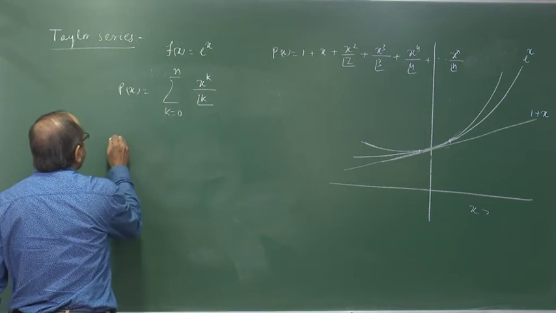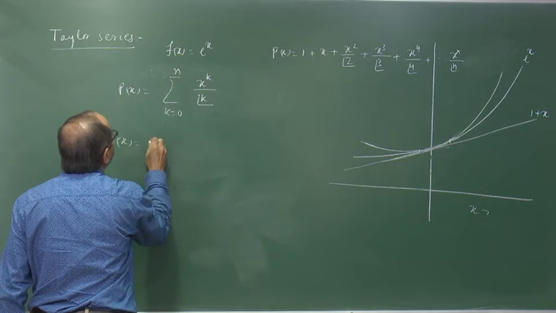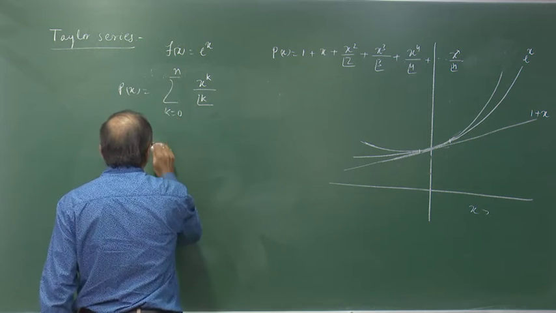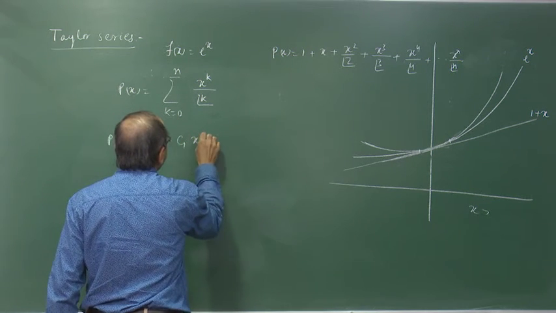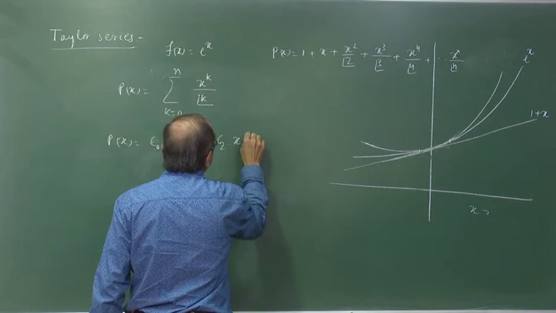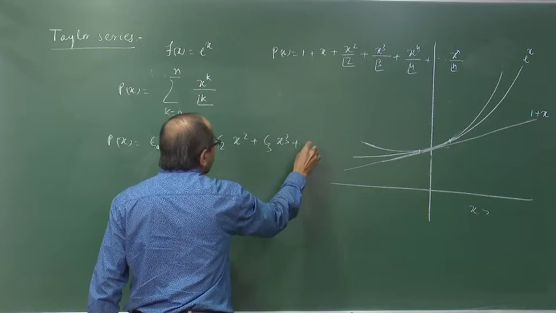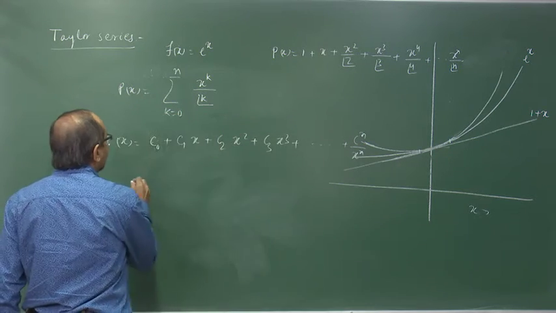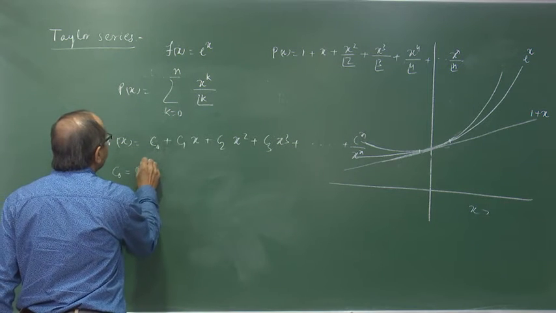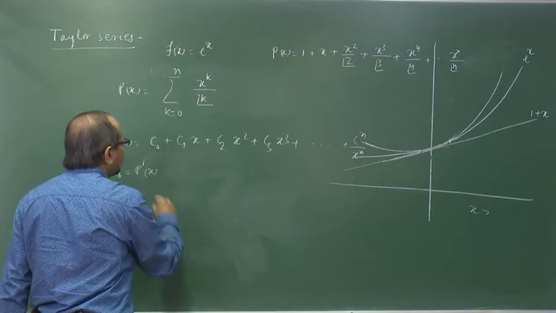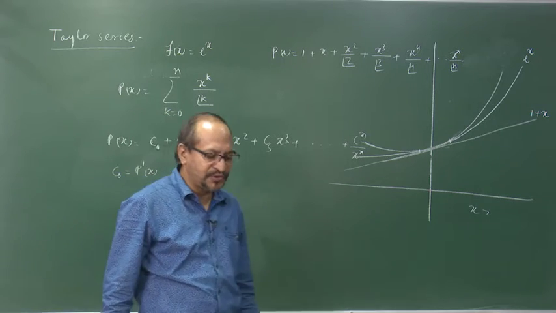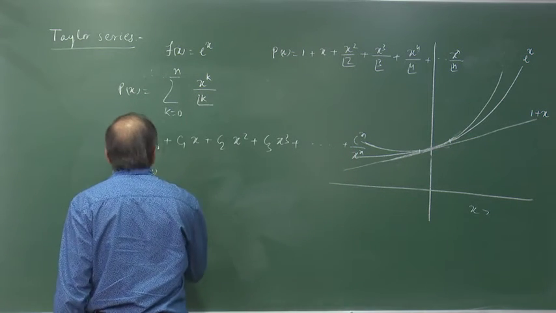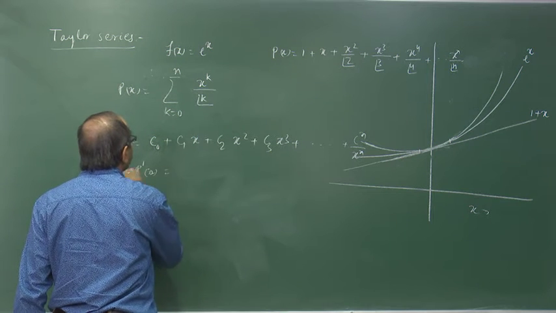In general, if we say this polynomial p of x is equal to, say, c0 plus c1 x, the coefficients, plus c2 x square plus c3 x cube, and so on up to cn x to the power n, then what will be the c0? c0 is p of x at x equal to 0, that is, p of 0.